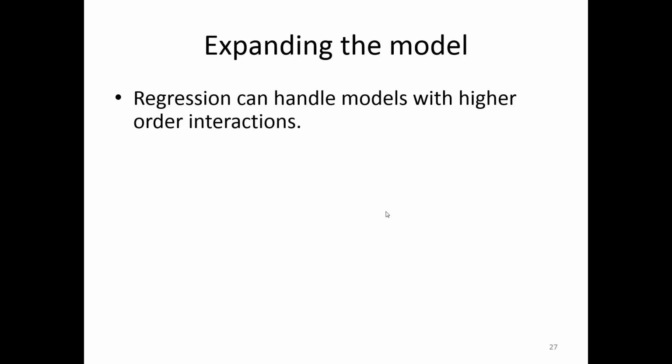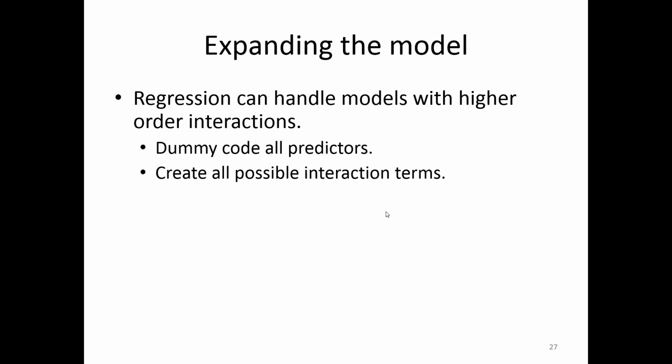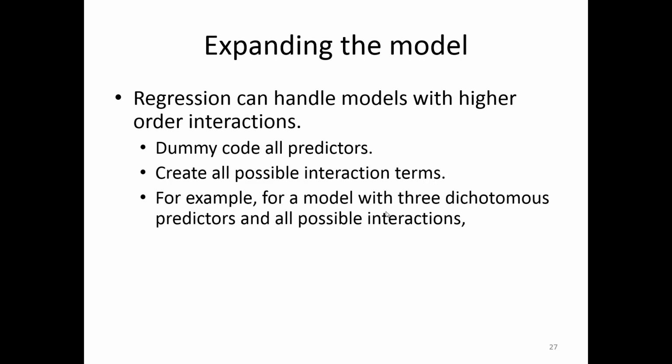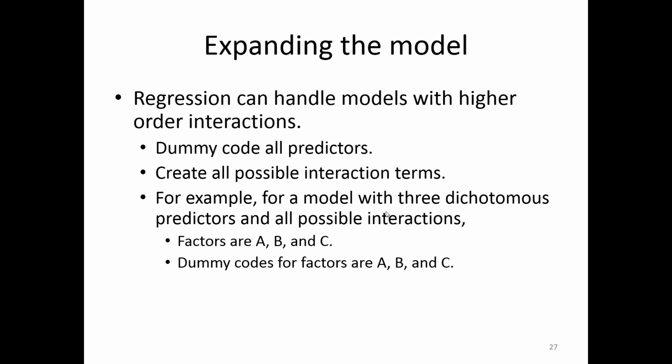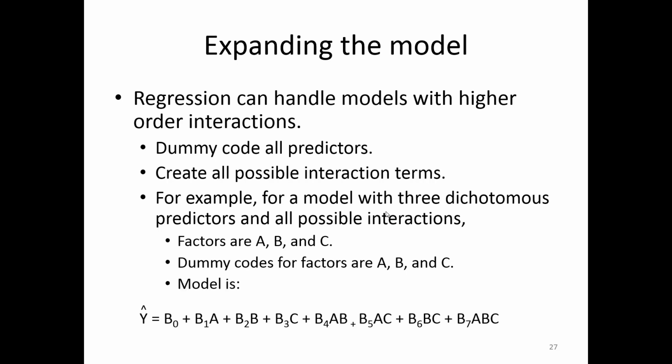Okay, so regression can handle models with higher order interactions. We just need to dummy code all the predictors and create all possible interaction terms. So for example, for a model with 3 dichotomous predictors and all interactions, our factors would be A, B, and C. And then the dummy codes for the factors are A, B, and C, so we label them conveniently. So this would be our model right here.